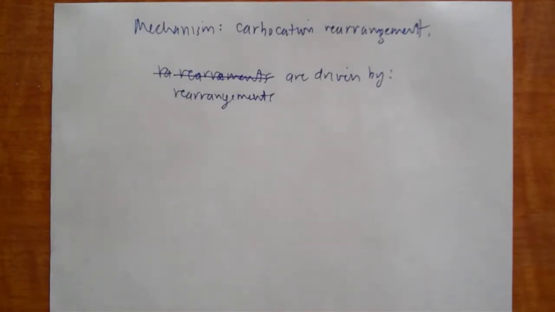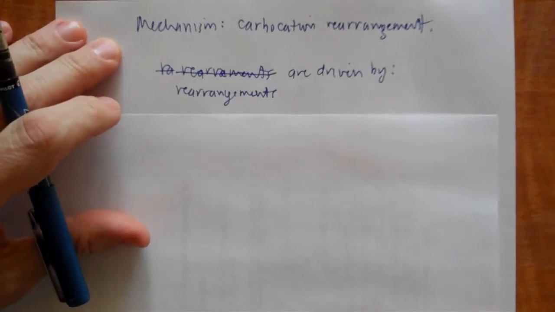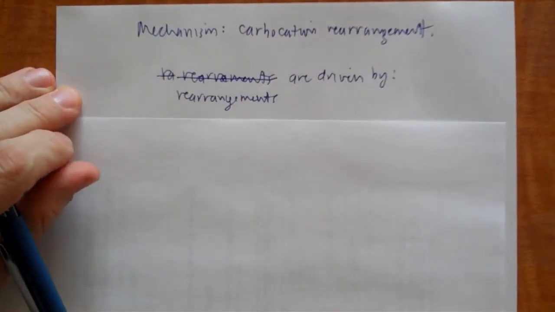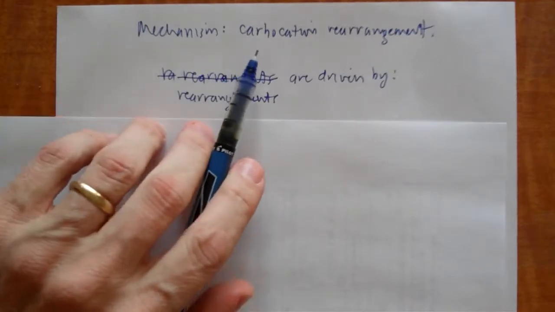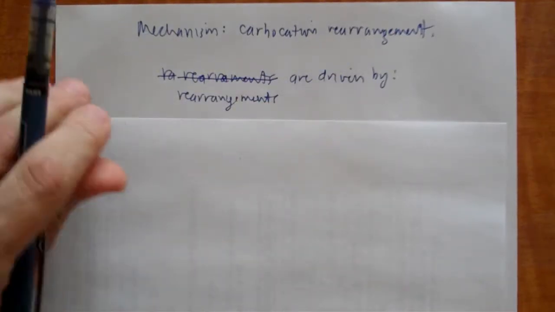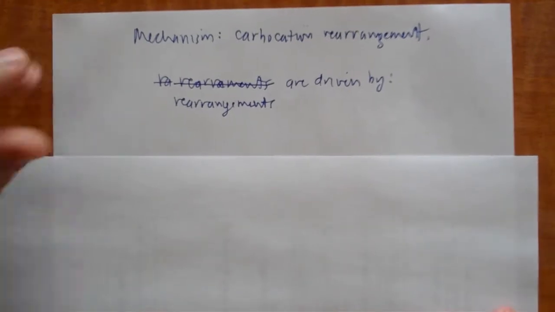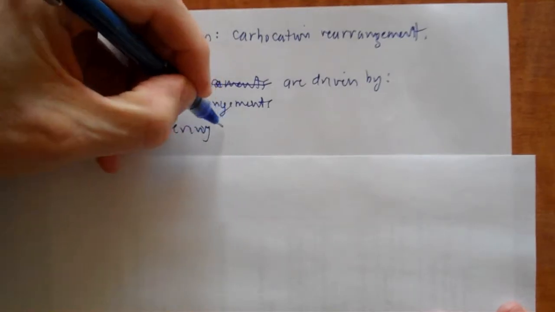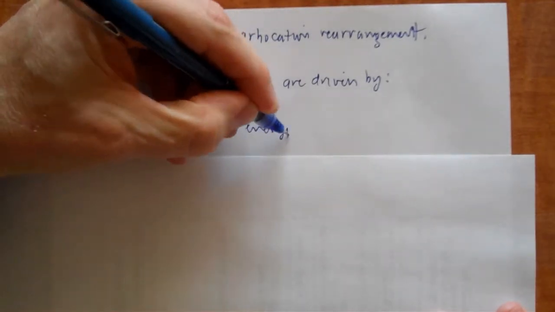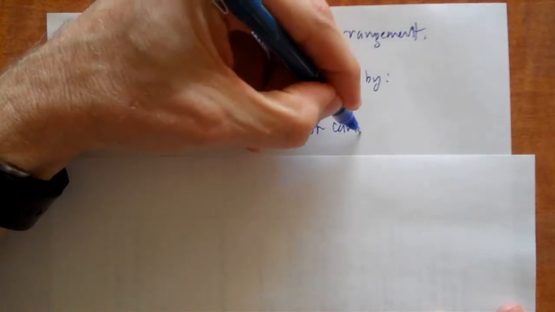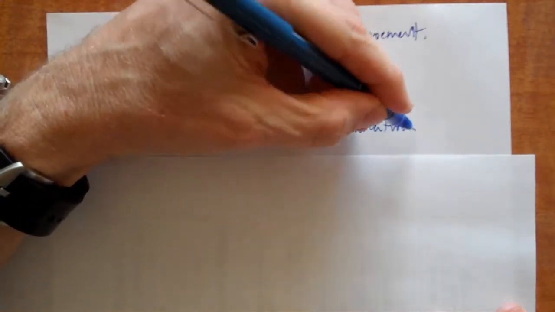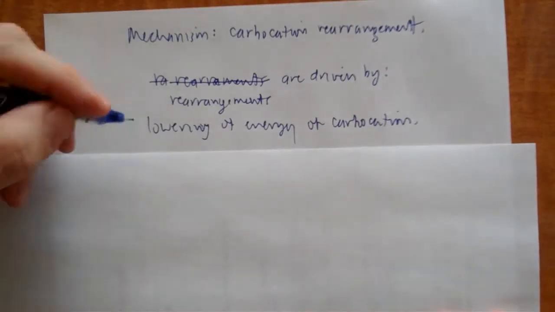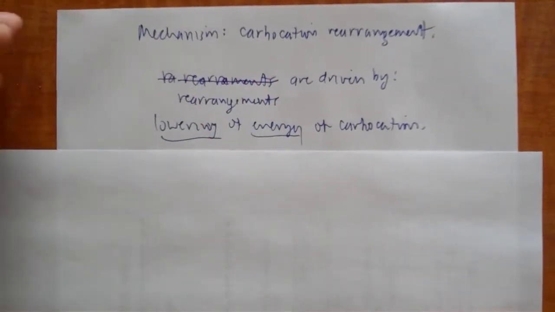Okay, so this video is about carbocation rearrangement, and the first thing you want to ask yourself is what drives rearrangements. In order for you to predict the simplest mechanism that we can think of that has carbocation rearrangement, what drives rearrangements? The answer is that rearrangements are driven by a lowering of energy of the carbocation. Handwriting is really messy today, okay? This is the critical thing, a lowering of the energy of the carbocation.